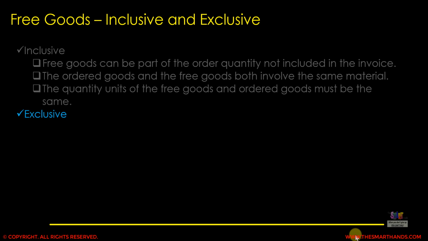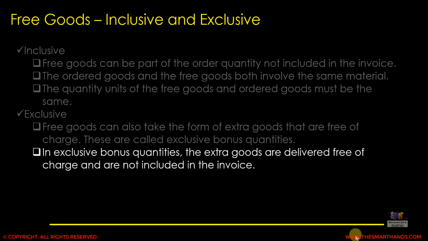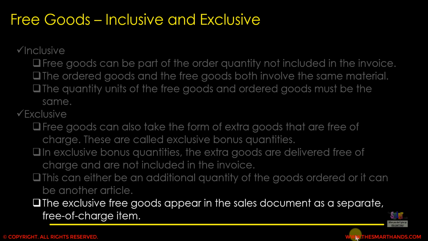Now we'll talk about exclusive. Free goods can also take the form of extra goods that are free of charge. These are called exclusive bonus quantities. In exclusive bonus quantities, the extra goods are delivered free of charge and are not included in the invoice. This can be either an additional quantity of the goods ordered, or it can be another article. So as I said, when you talk about the exclusive, you can either provide the same product as free, or you can add another product as free. The exclusive free goods appear in the sales document as a separate free of charge item.